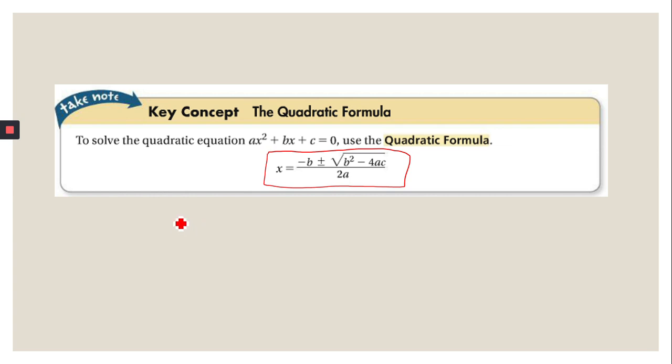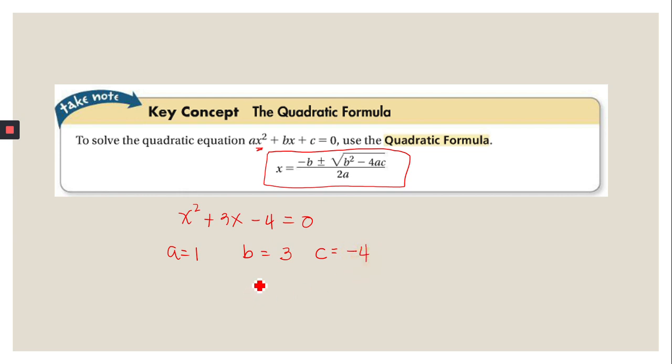Let's say you have x squared plus 3x minus 4 equals 0. A, b, and c are the following. We've discussed this already; this is just a review. Your a here is the coefficient of x squared, which is 1. The b is the coefficient of x, so in this case your b is 3, and c is your constant term, which is negative 4.